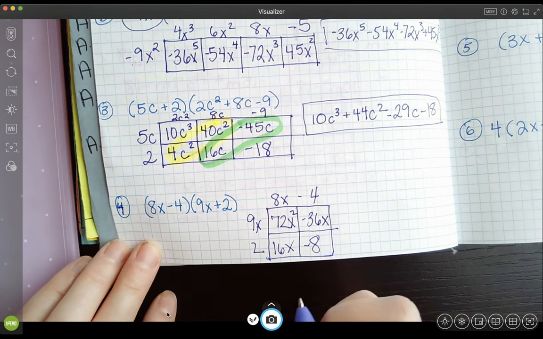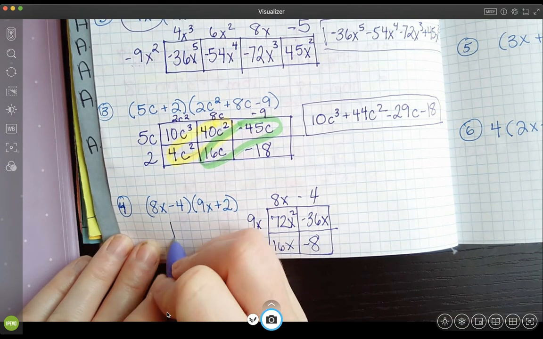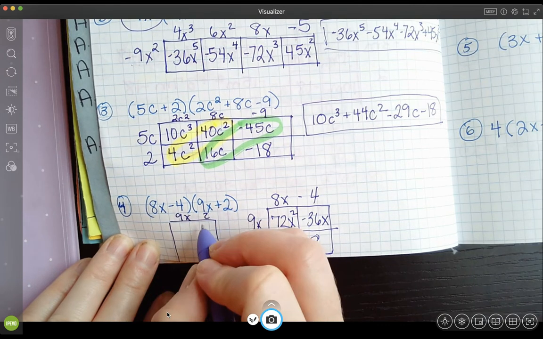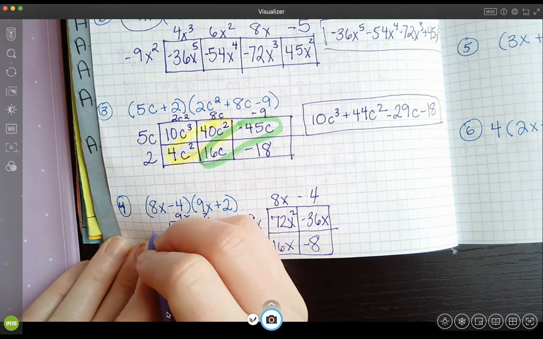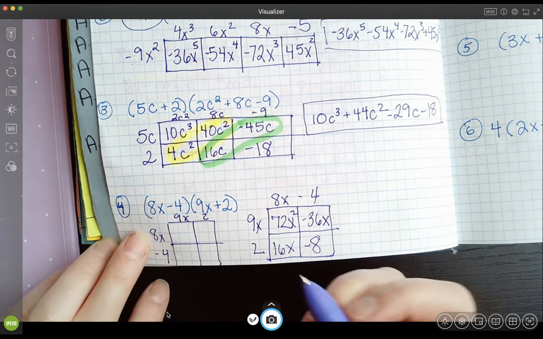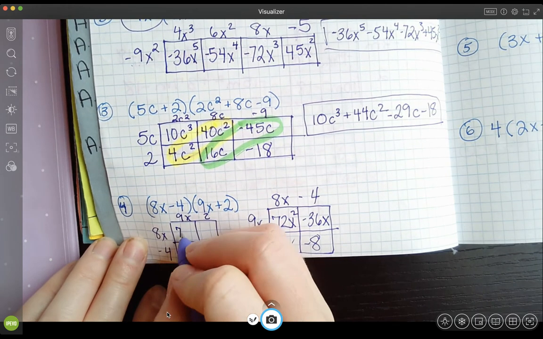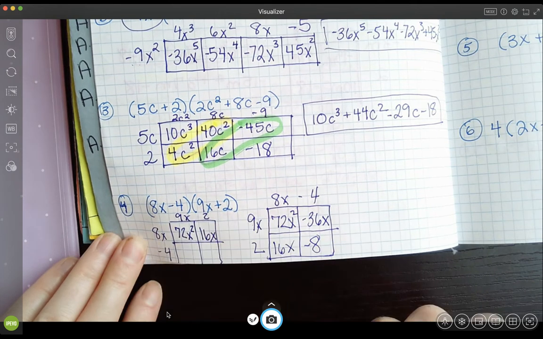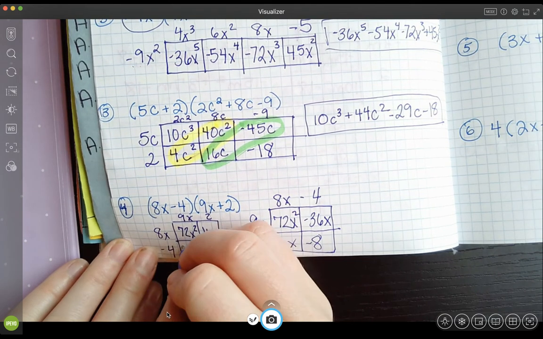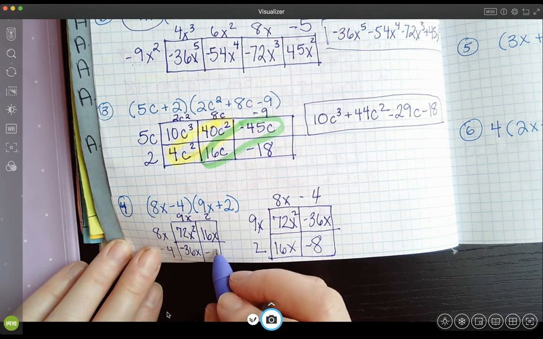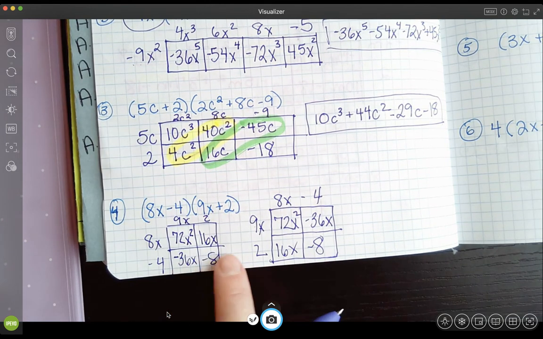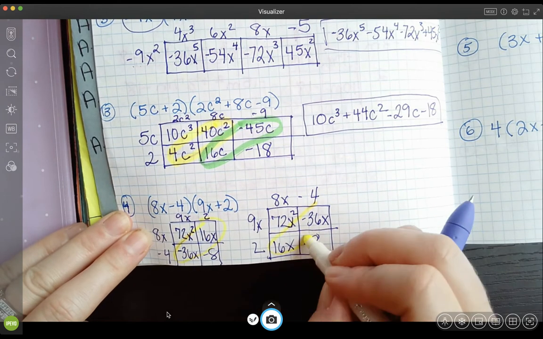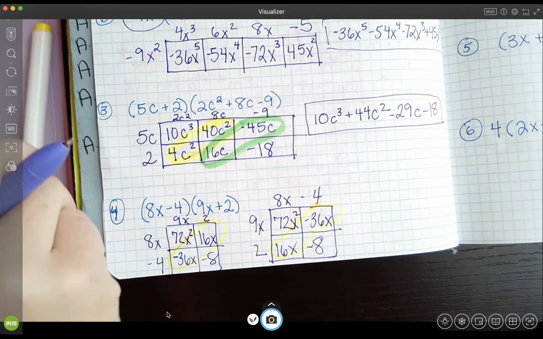And what I want to show y'all real quick is if I do it the opposite way. So you do 9x plus 2 here, and do 8x minus 4 here. That would be 72x squared. This would be 2 times 8 is 16x. Negative 4 times 9 is negative 36x. And then negative 8. So see how this is the same. The only thing that's different is they're just in opposite corners. But they're still the same thing.